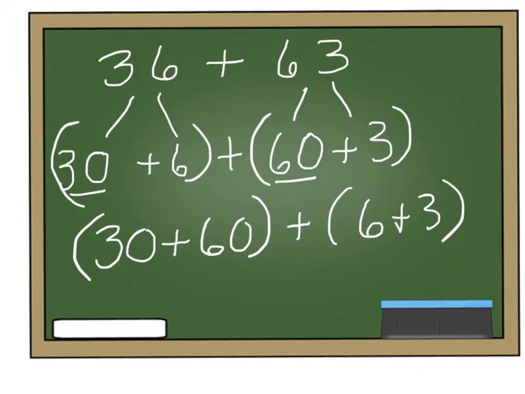And let's solve. 30 plus 60 is 90. Why? Because we have 3 groups of 10 and 6 groups of 10, which gives us 9 groups of 10, which makes 90. Plus our 6 plus 3 is 9, to give us a final answer of 99.